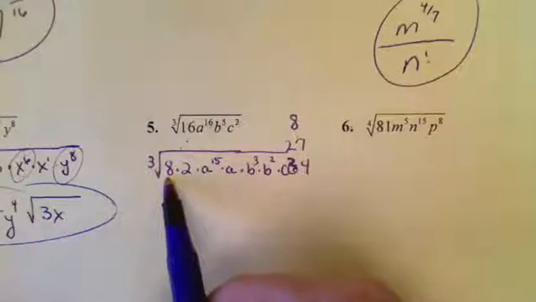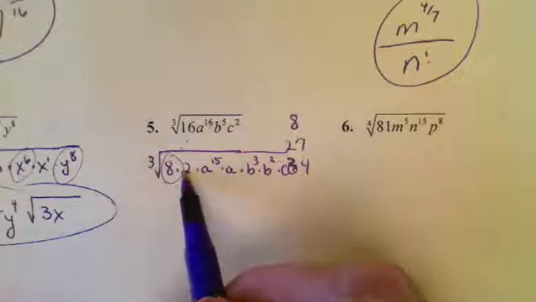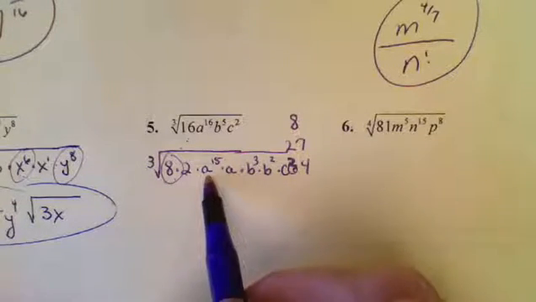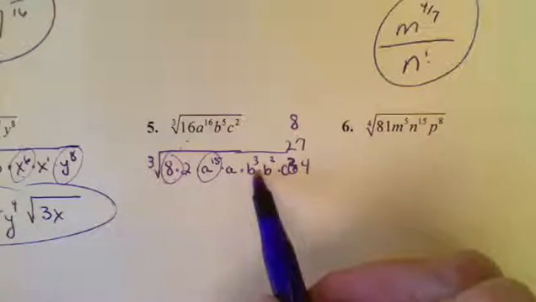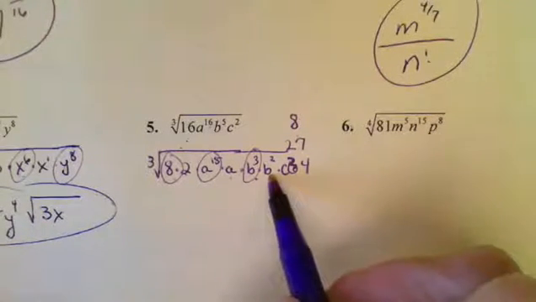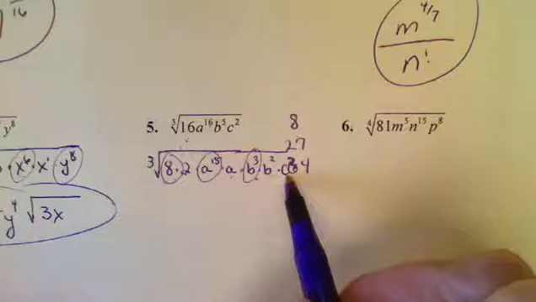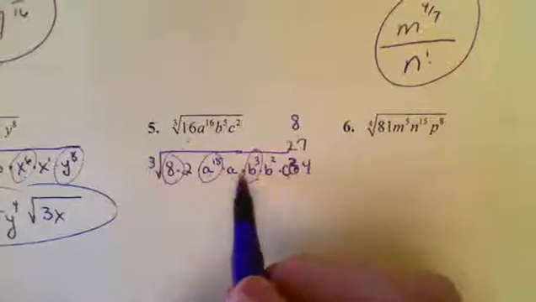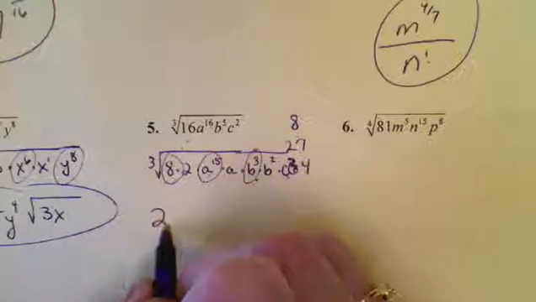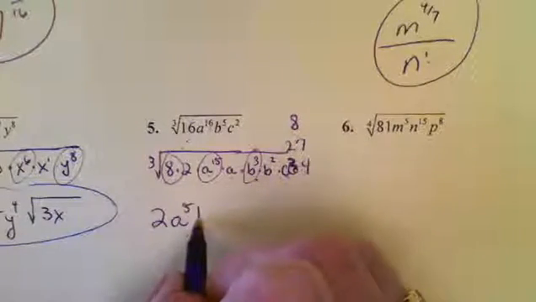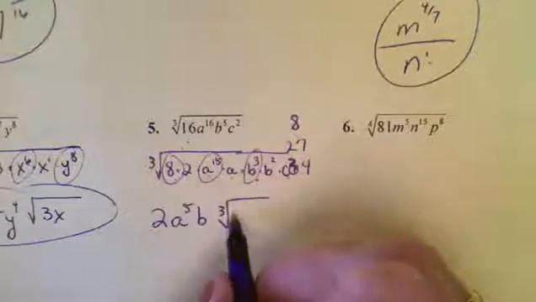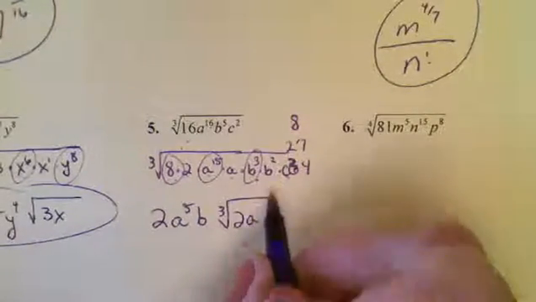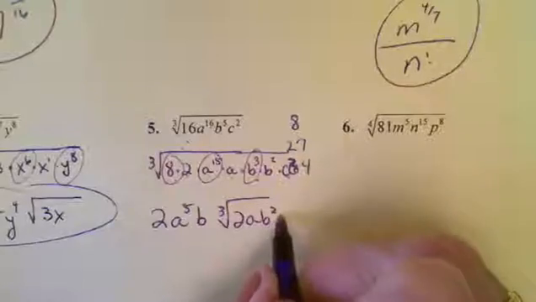So again, I broke up 16 into 8 times 2 because I can simplify 8. A to the 16th, a to the 15th times a. B to the 5th is b to the 3rd times b squared, and then the c squared has to still be there. I can't take anything out of there. So when I do simplify those circled, I get 2a to the 5th, b to the 1st. What's left under the cubed root is a 2, an a b squared, and a c squared.